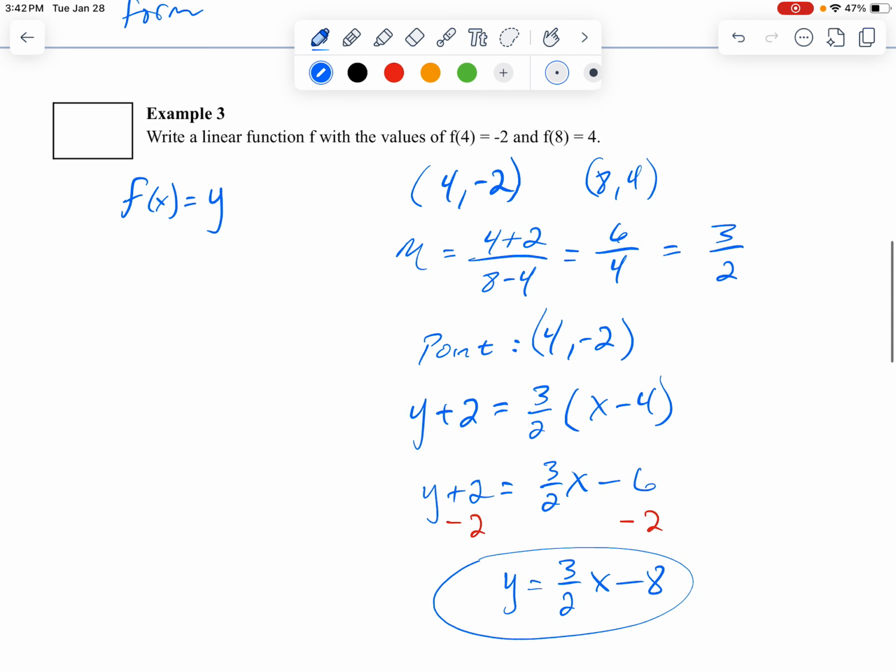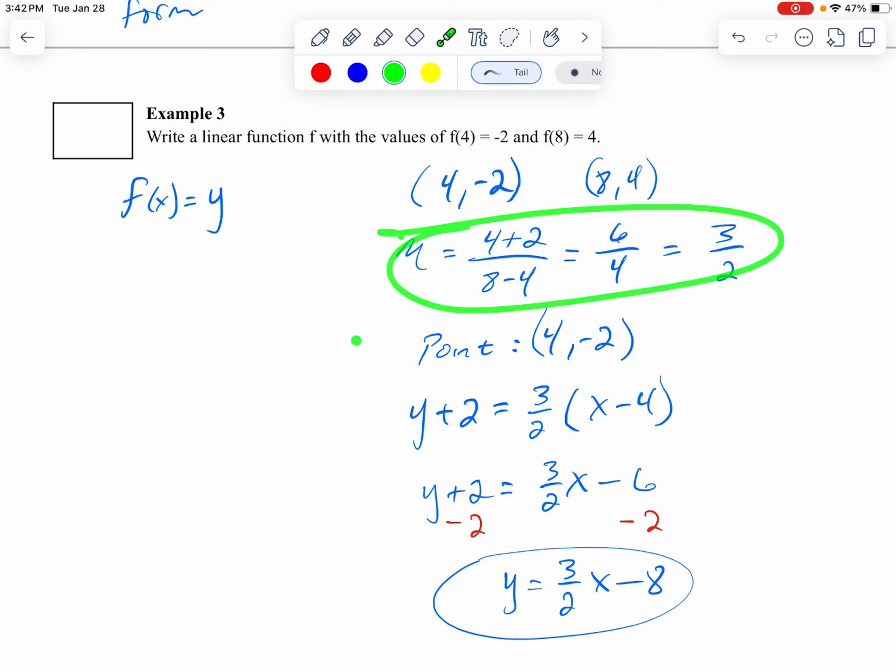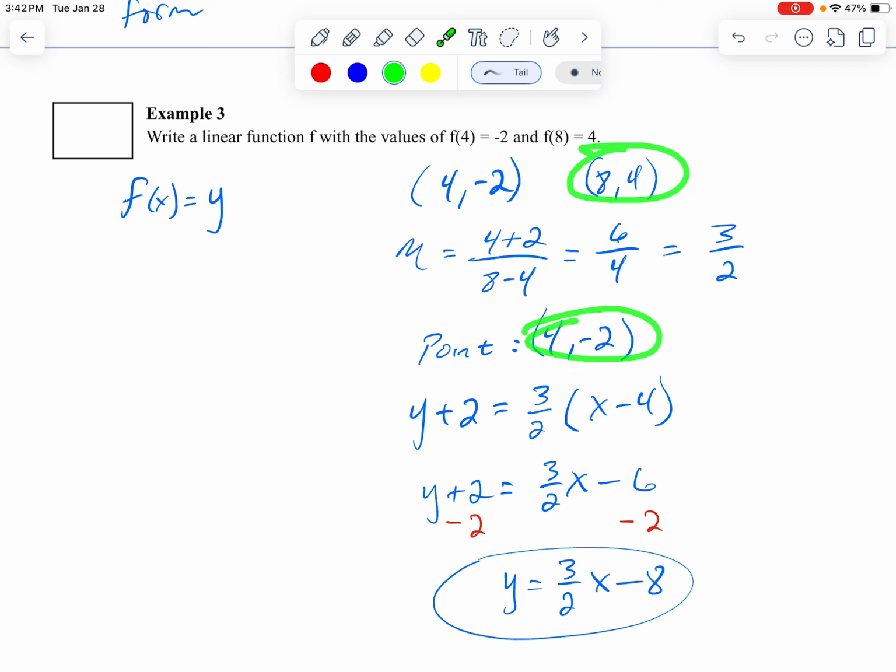And again, it might not be a bad idea, just to get a little practice with this. Try plugging in the other point. Okay, so slope will be the same. If you let your other point, instead of using 4, negative 2, use 8, comma 4, go through this process, plugging it in, changing, and you'll know you get the right answer if you get this back again.